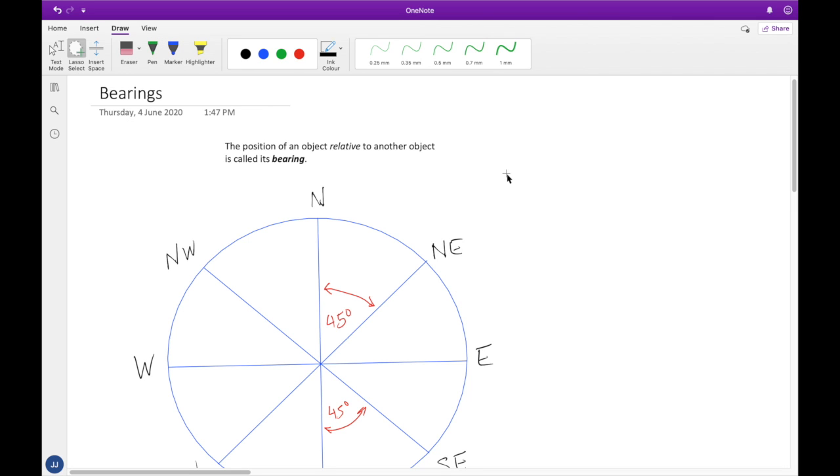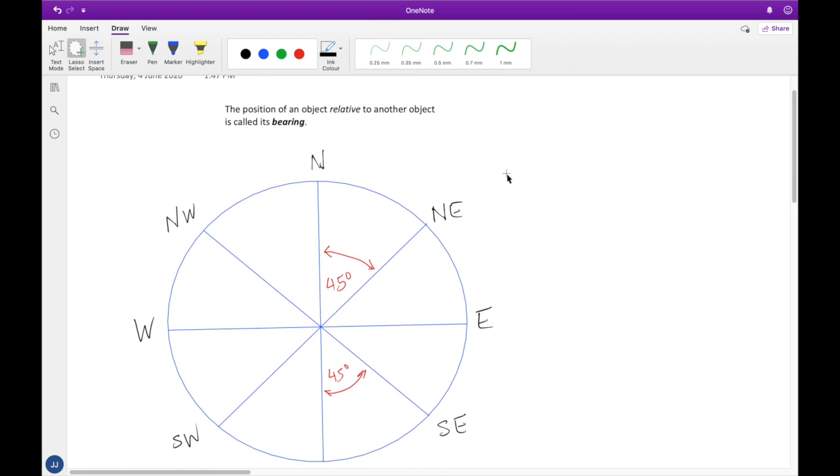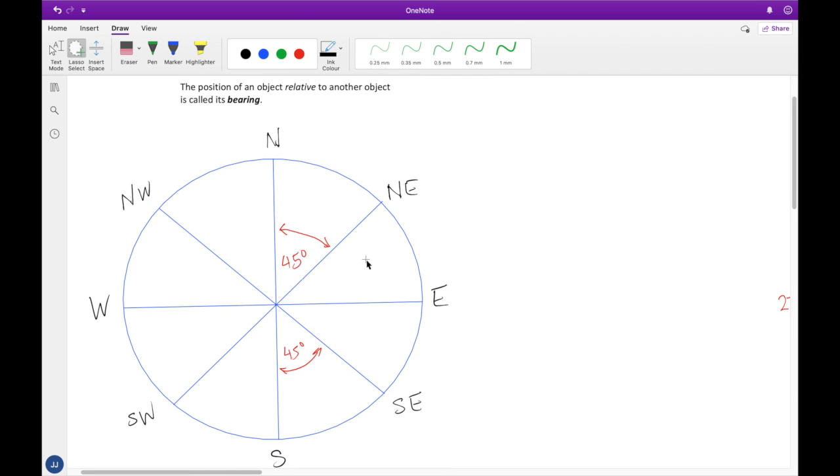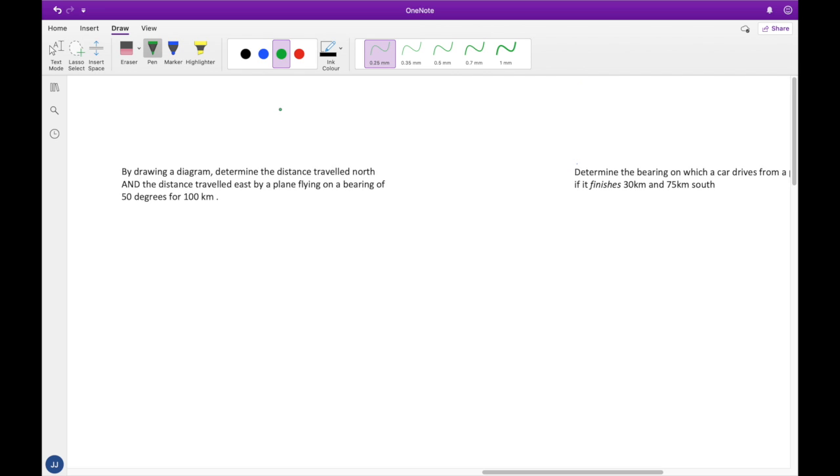However, once we know all of these things that we would have done previously, it's a pretty simple topic. The main thing that we need to know with bearings are directions, and we could see here just a little reminder of our directions.